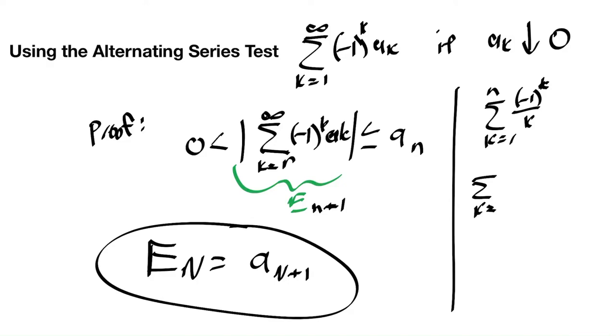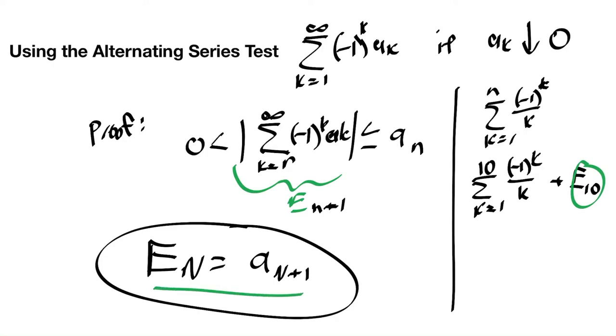So I might add together k goes from 1 to, I don't know, 10 of negative 1 to the k over k. And then I have that 10th error term. How big is that 10th error term? Well, we can see right here that the 10th error term has got to be less than whatever that 11th term in my sequence is, which is less than 1/11th. So by the time I've added 10 of these, I'm within 1/11th of having the actual sum as I go all the way through the problem.